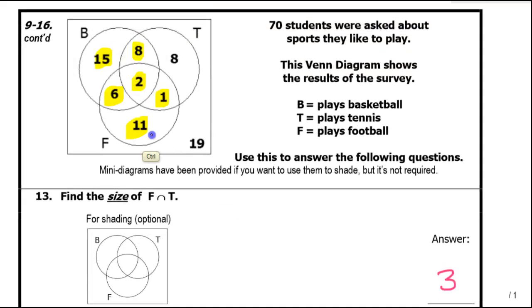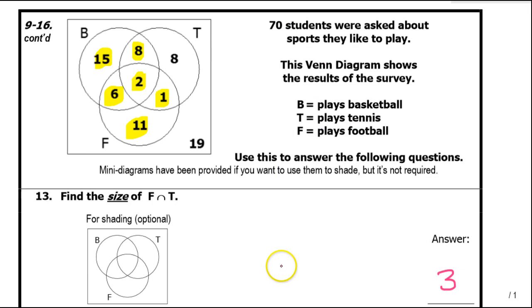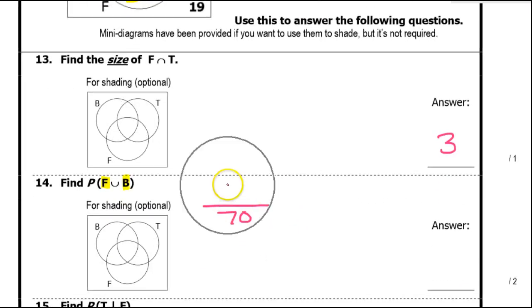Okay, and now this highlight is the target. So I just need to add all these up. So that's just going to be 15 plus 8 plus 6 plus 2 plus 1 plus 11. So that's 43. So that's why the probability is 43 over 70.